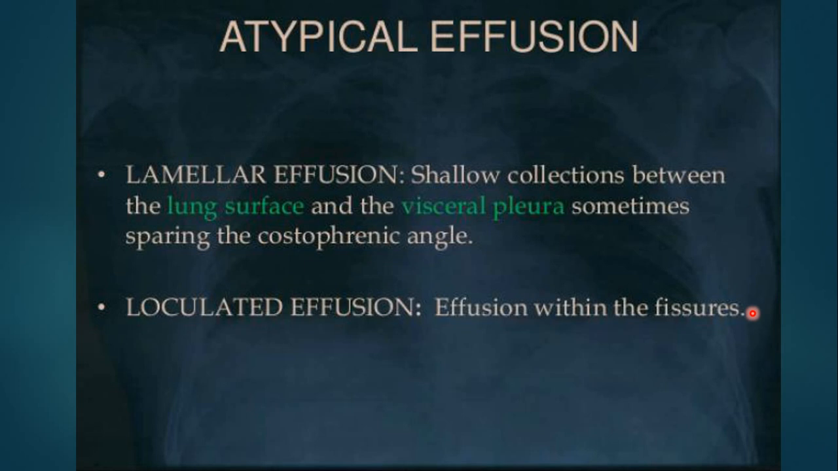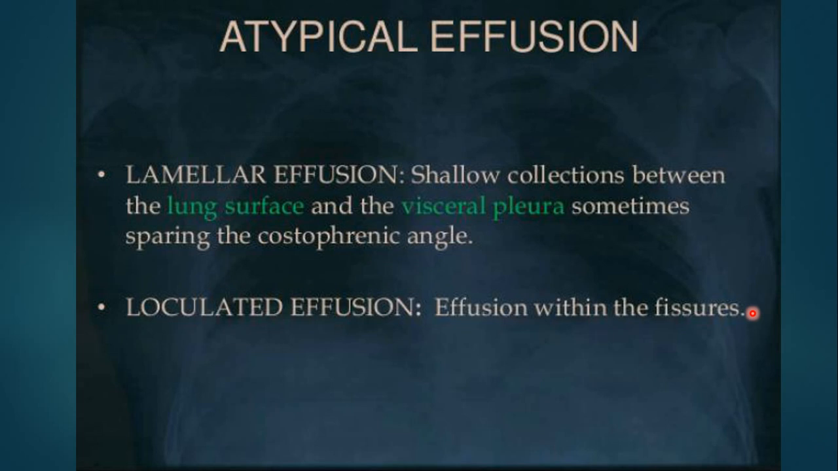Sometimes the pleural effusion will be in an atypical position or will show an atypical presentation. For example, there is something called lamellar effusion, which is a collection of fluid between the lung and the visceral pleura, not the parietal pleura. It's not in the pleural space, it's in the space between the visceral pleura that is intimately in contact with the lung surface and the lung. Okay? And it might spare the costophrenic angle because it's not in the pleural cavity. It is between the visceral pleura and the lung. This is called lamellar pleural effusion.